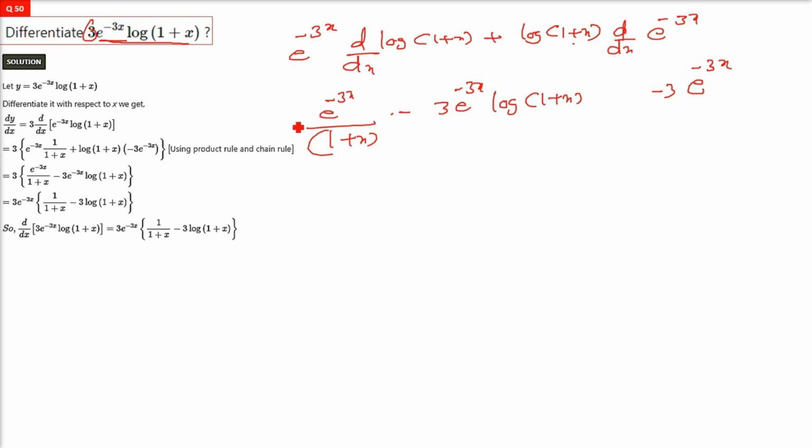What you can do here is you can just take this e to the power minus 3x common, and there is a 3 which was outside. Remember, the question has 3 into something, so you can keep 3 here, and you can just take this e to the power minus 3x outside because it is common to both of them. Alright, so whatever is remaining is your answer.